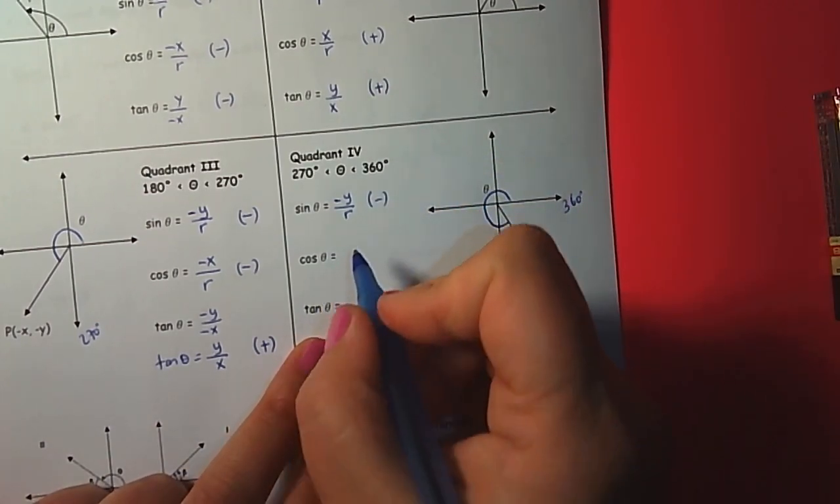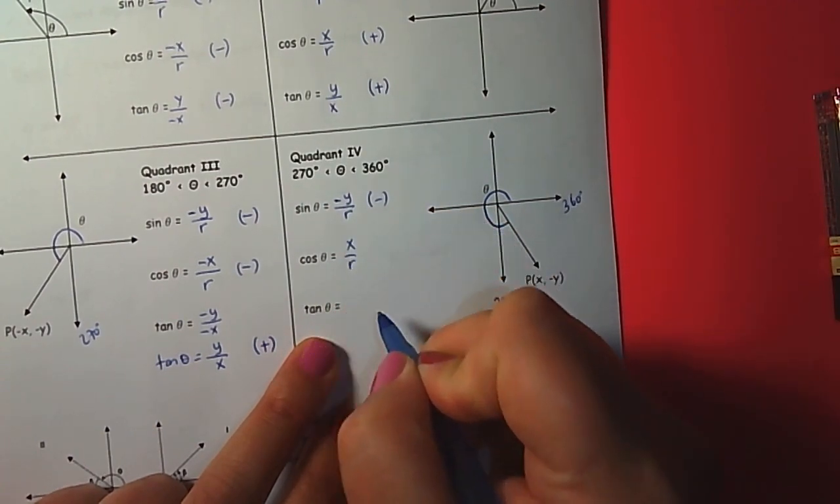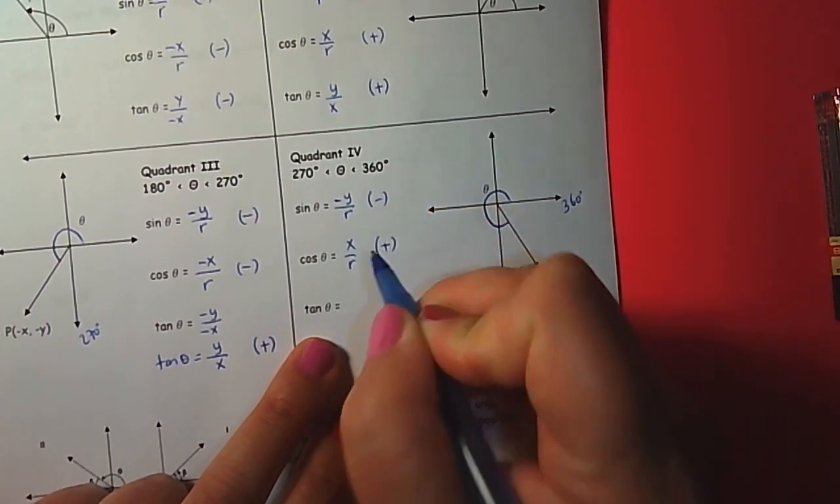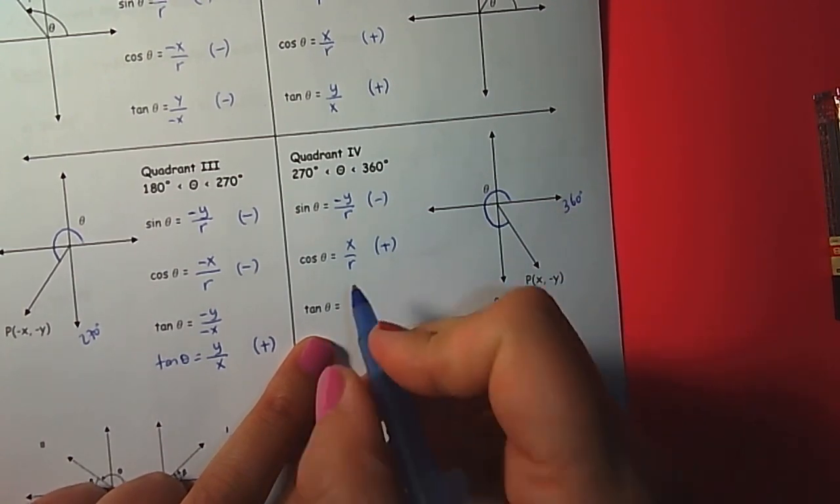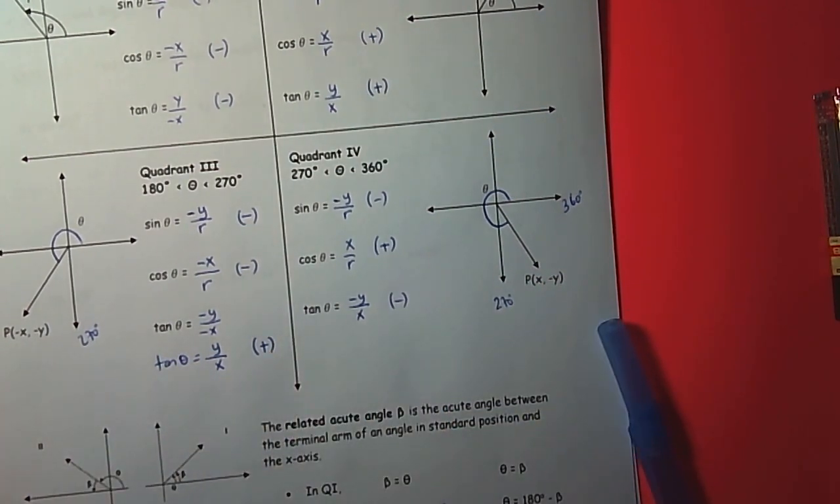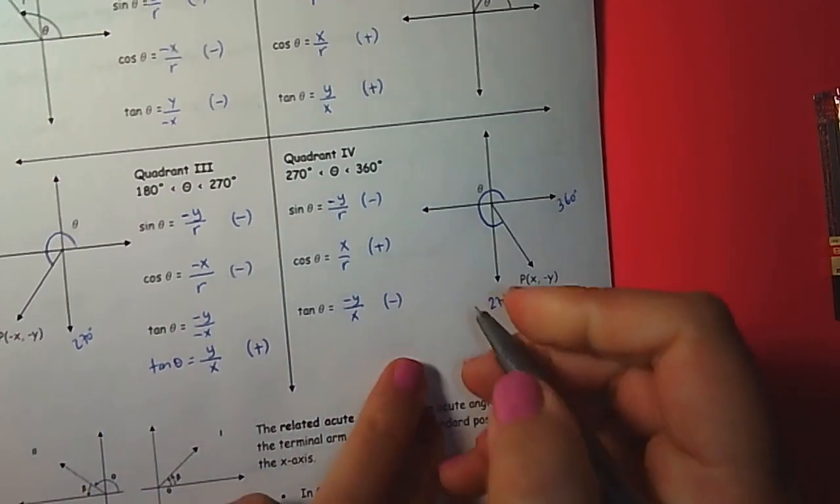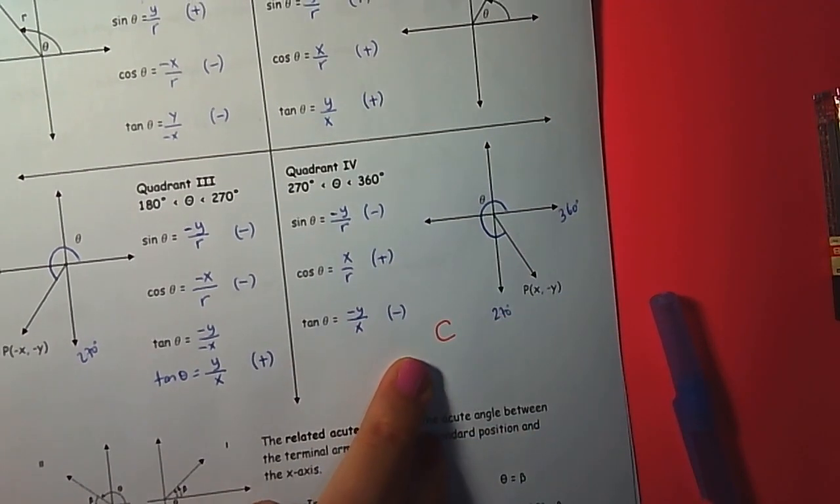So cos theta is x coordinate over r. X is positive here, x over r. So looks like this will give us a positive value. So tangent theta, y coordinate over the x coordinate, negative y over x, and that will be a negative value. So looks like in quadrant 4, only cosine ratio is positive and the others are negative. So I'm going to put C here.